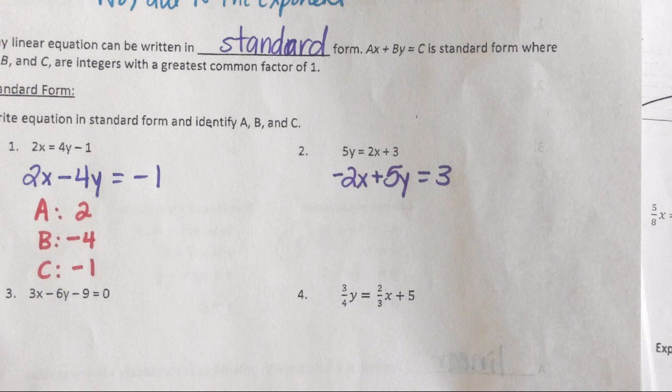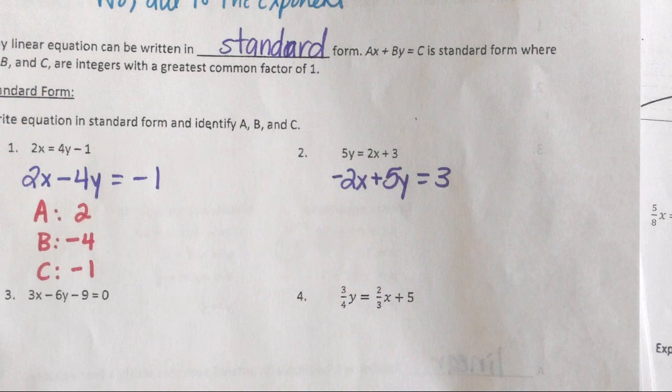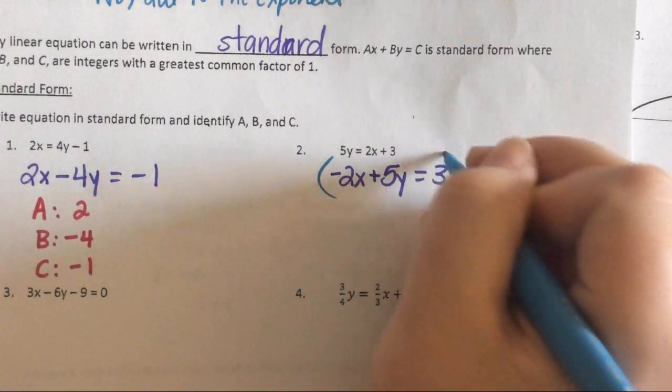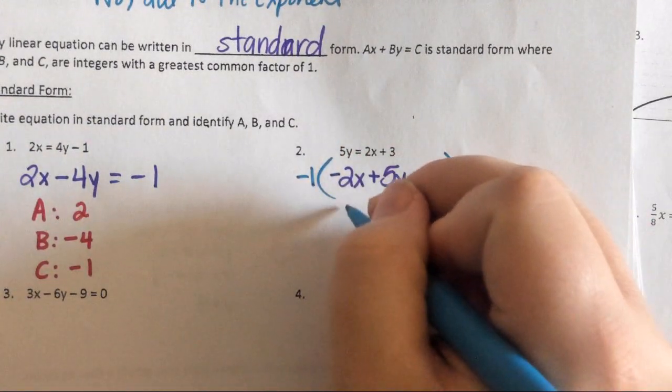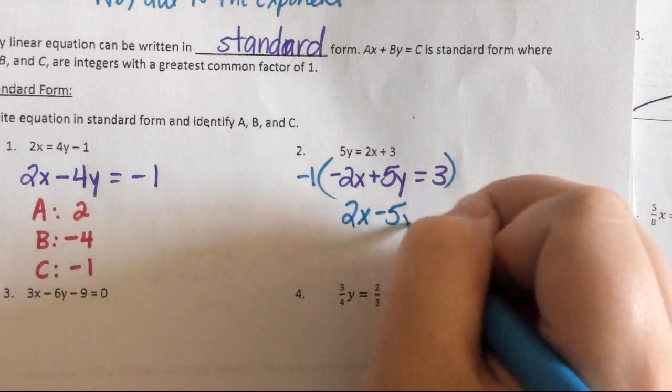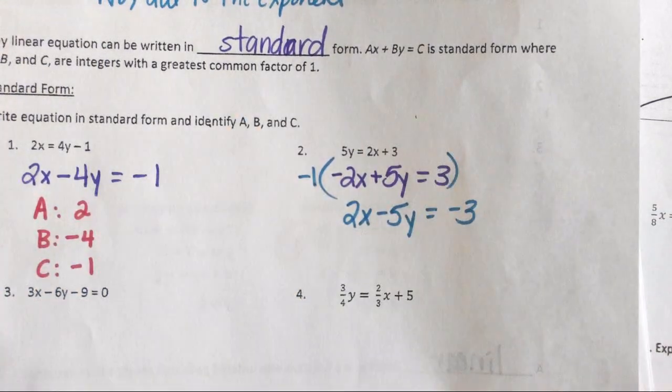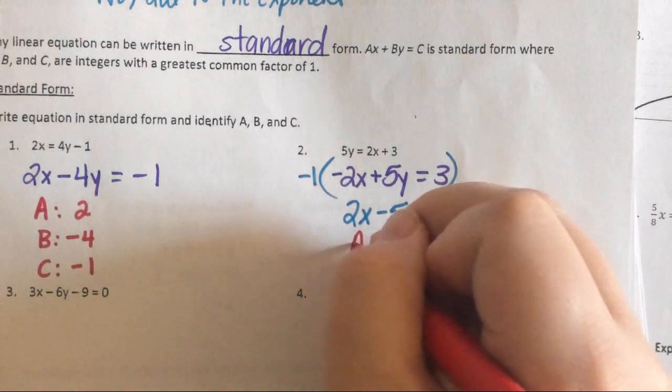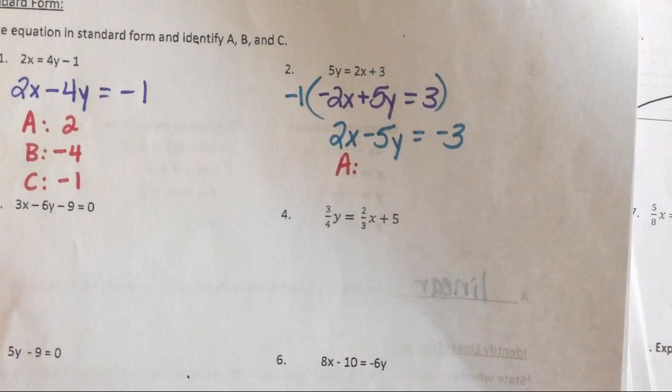Okay, we discussed this the other day. Are we allowed to have a negative with that a? No. We're very, very picky about that a. It needs to be a pretty number. So we're going to have to get rid of that negative 2. We're going to have to multiply everybody by negative 1 and have 2x minus 5y equals negative 3. There are picky rules for stuff in standard form. The a has to be a pretty non-negative number.